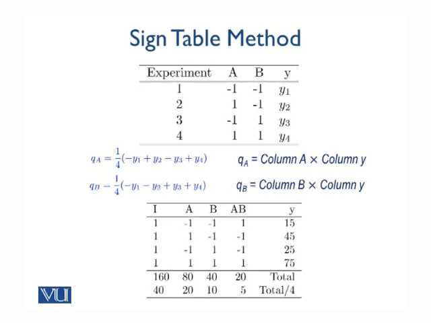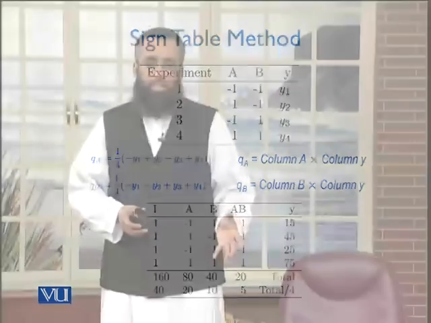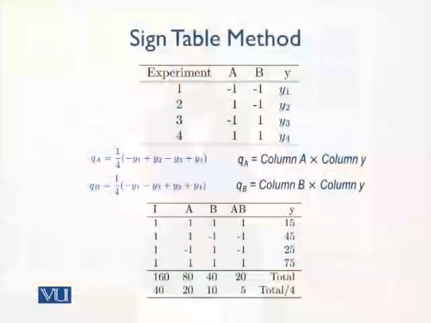So we divide 160 by 4 to produce the mean effect, which is 40, consistent with what we discovered a little while ago using a more elaborate method of solving 4 linear equations.